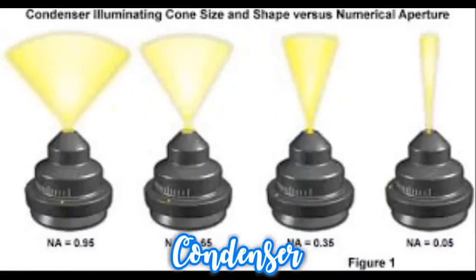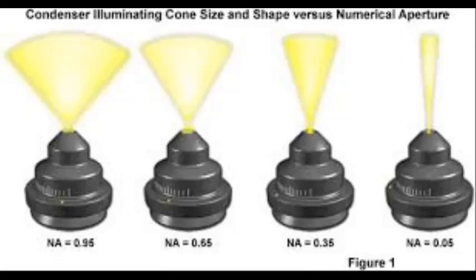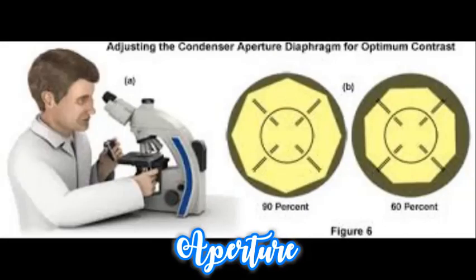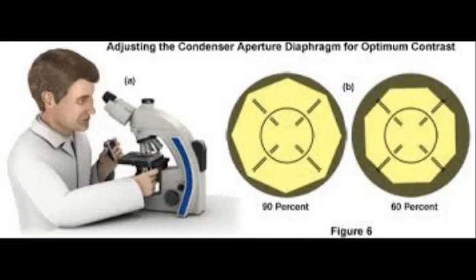Lastly, the condenser. The condenser is used to collect and focus the light from the illuminator on the base to the specimen. It is located under the stage, often in conjunction with an iris diaphragm. Aperture. The aperture is the hole in the stage through which the base transmitted light reaches the stage.